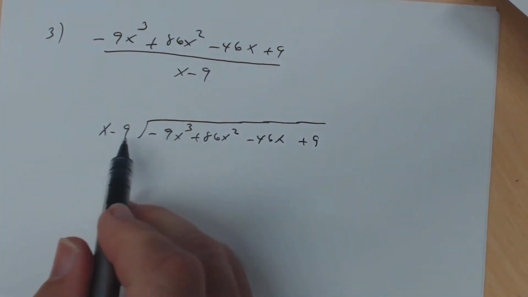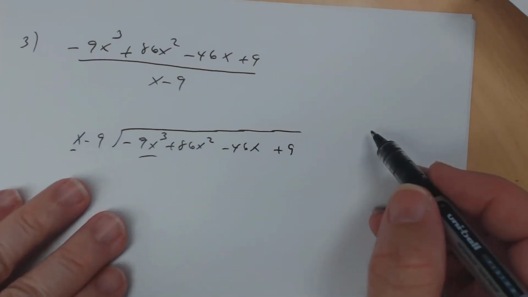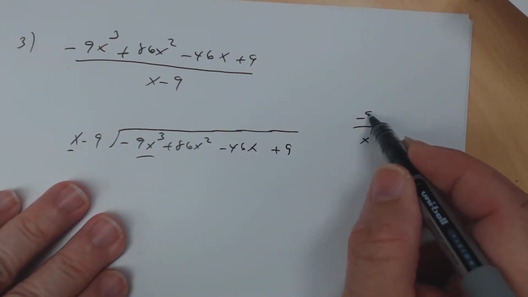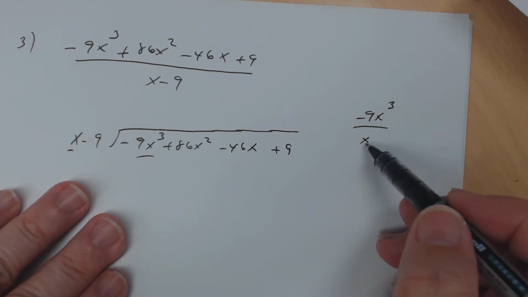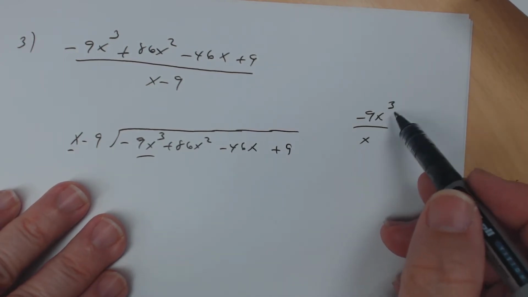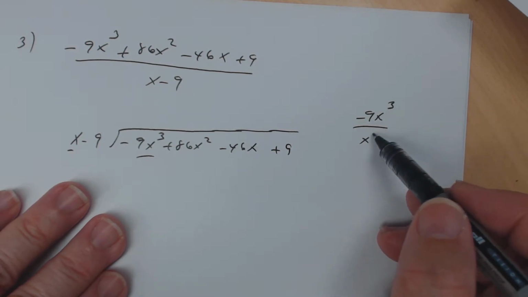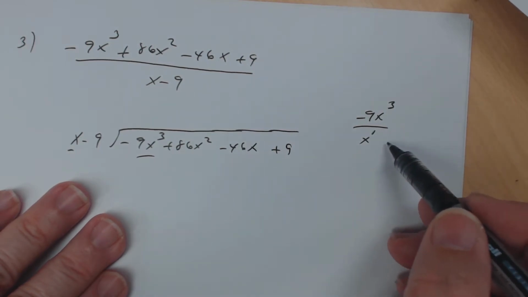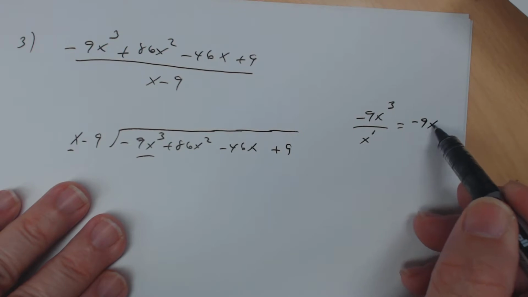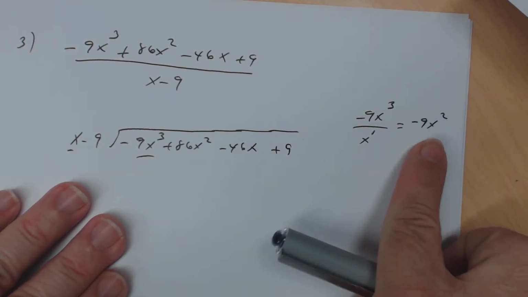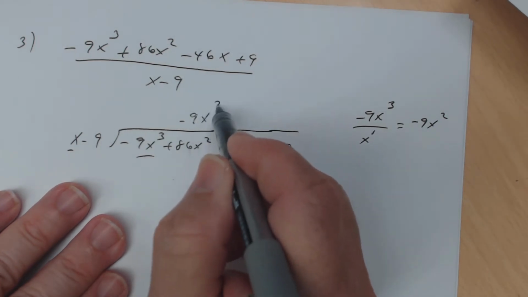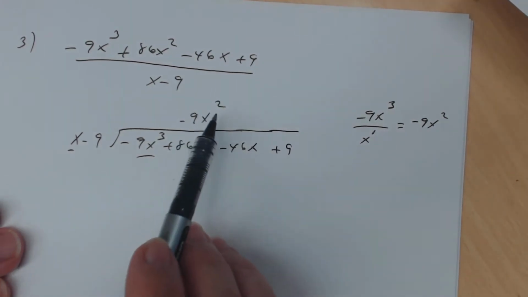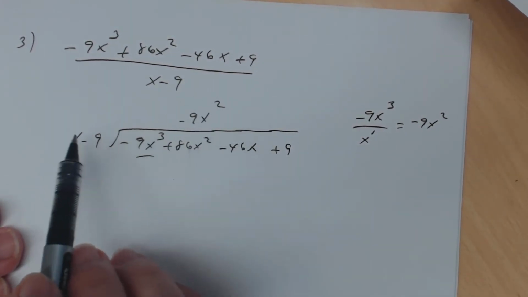Okay, so we're going to say first into first. So in your mind, you're saying x into negative 9x cubed. So negative 9x cubed divided by x. Remember, you divide like base, subtract exponents. 3 subtract 1 is 2. So it becomes negative 9x squared. So you can put negative 9x squared in the x squared column. And now you're going to multiply this times your divisor.